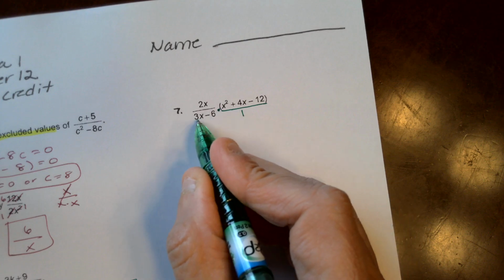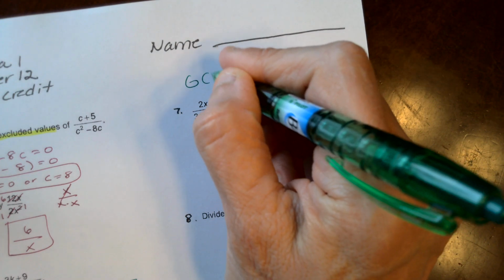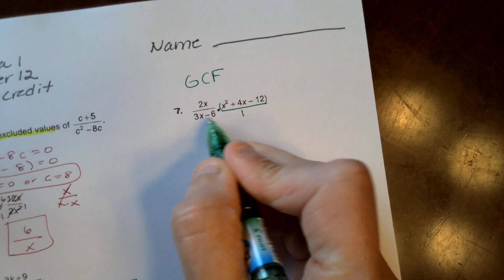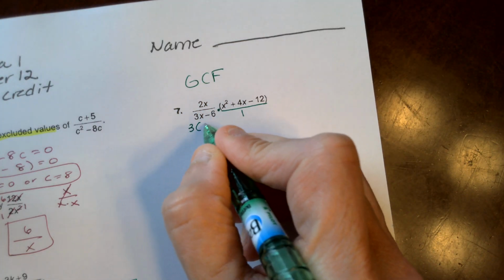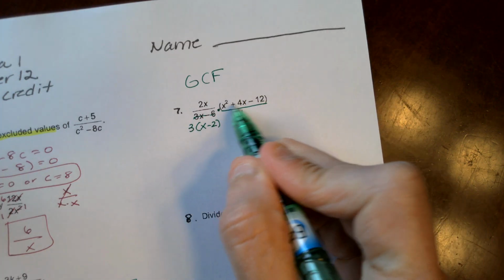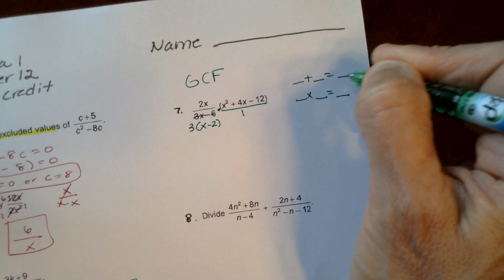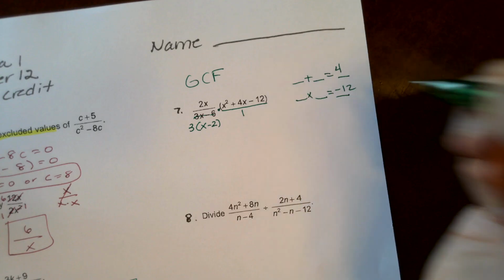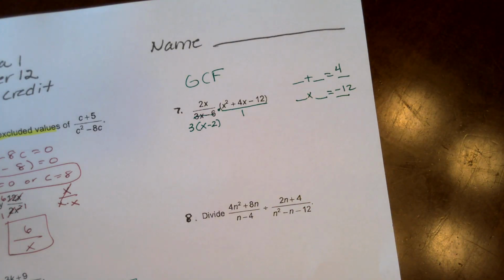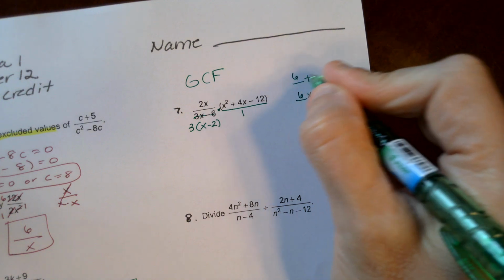But what we can do is look at the bottom here. Can I do any factoring with that? And the answer is yes. What's the first thing I say to check every time? GCF, right? So if we look at this, we can factor out a 3, and we're left with an x minus 2 down there. And then this looks like a box 1 situation, so let's check that out. We got 4 and negative 12. So let's see here, probably 6 and 2 is my guess. It's going to have to be 6 and negative 2.